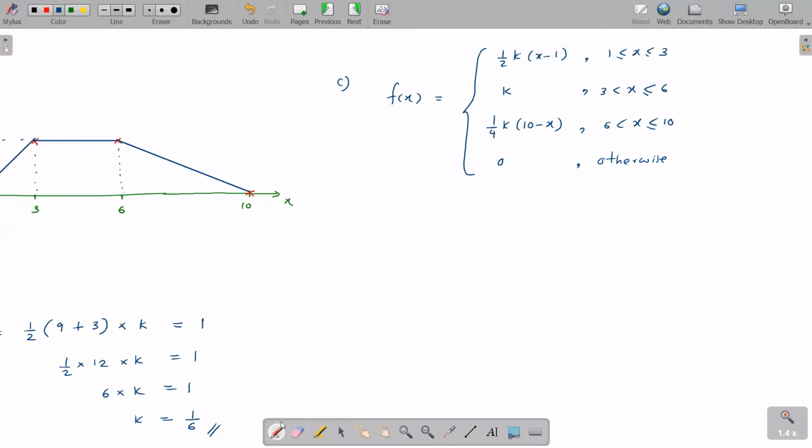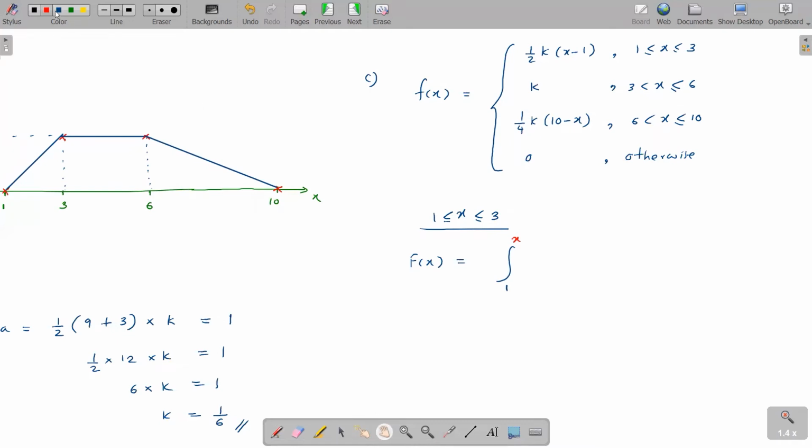How do we create capital F(x) for x values between 1 and 3? Let's start with x values between 1 and 3. So how do you create capital F(x)? We integrate. What are the rules? We integrate from the lower limit. The lower limit is 1 and the upper limit we use as x. So x is supposed to be anything in between 1 and 3. When you integrate, you get the capital F(x). So you are supposed to integrate half k times (x minus 1). So what does capital F(x) do? It gives you the cumulative probability.